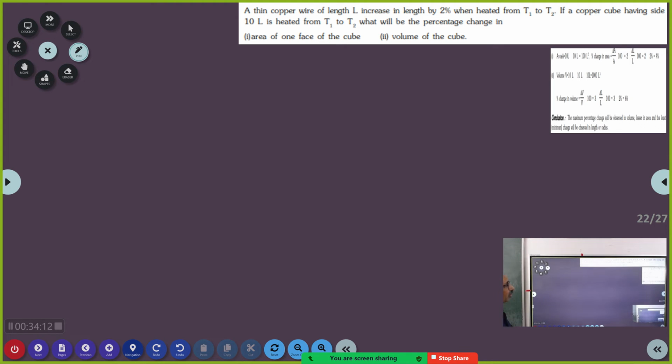So there are 3 things involved here. To calculate all this, you need alpha, beta and gamma, correct? You need alpha, beta and gamma, right? Alpha is not given, no? So can you determine alpha from this? You can determine it from what they have written here. See, what is alpha? Can anybody define what is alpha? Coefficient of linear expansion.